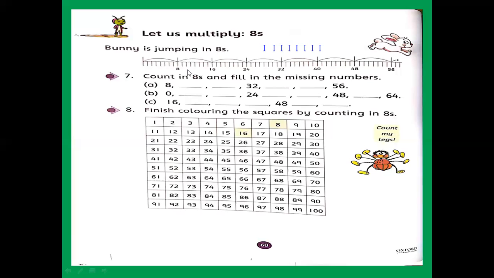First number is 8, and after 8 count 9, 10, 11, 12, 13, 14, 15, 16. Right here, 16. Again, count 8. After 16: 17, 18, 19, 20, 21, 22, 23, 24. So right here, 24. Again, from 24: 25, 26, 27, 28, 29, 30, 31, 32. And 32 is already written. Now from 32: 33, 34, 35, 36, 37, 38, 39, 40. Right here, 40. After 40: 41, 42, 43, 44, 45, 46, 47, 48. Right here, 48. After 48: 49, 50, 51, 52, 53, 54, 55, 56. And it is already written.